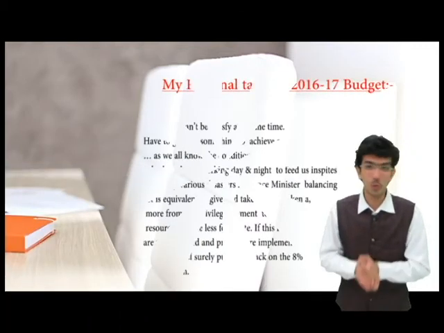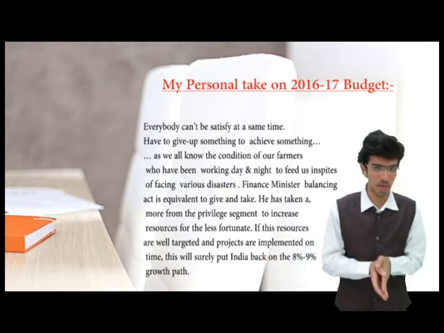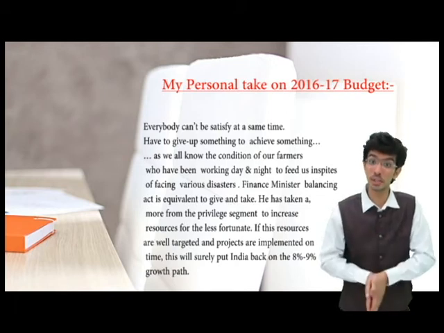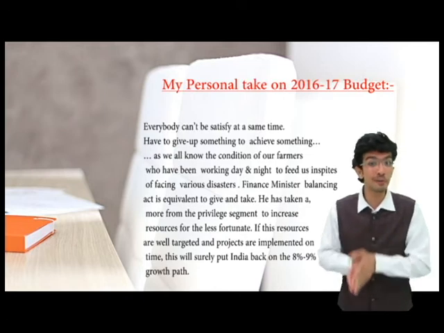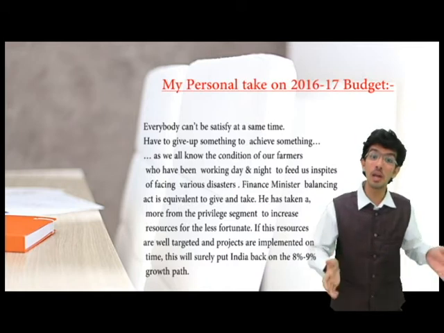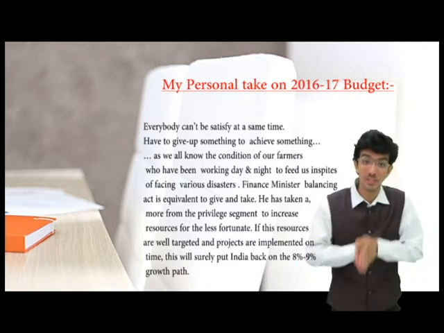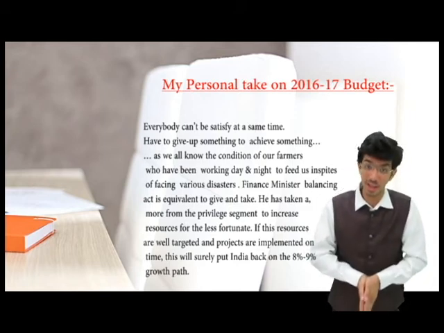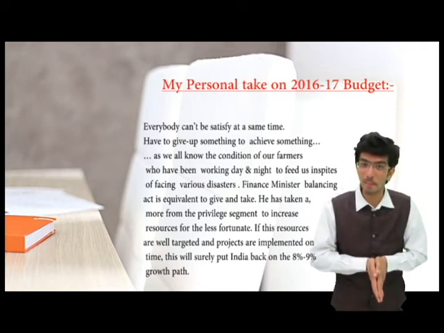My personal take on the 2016-17 budget: everybody can't be satisfied at the same time. You have to give up something to achieve something. As we all know the condition of our farmers, who work day and night to feed us in spite of facing various disasters. The Finance Minister's balancing act is equivalent to give and take. He has taken more from the privileged segment to increase resources for the less fortunate. If these resources are well targeted and projects are implemented on time, this will surely put India back on an 8 to 9% growth rate.